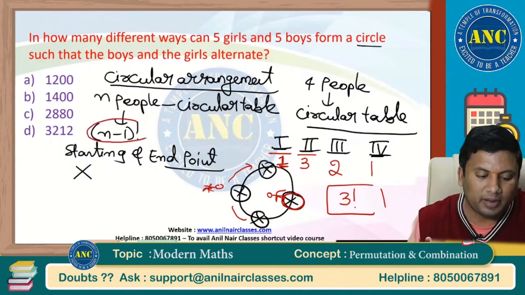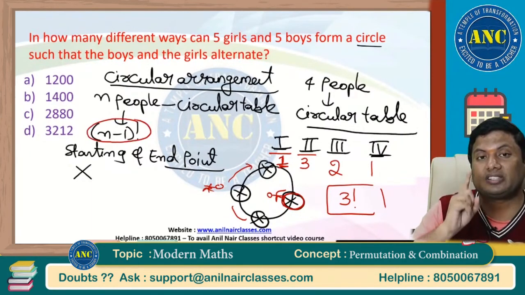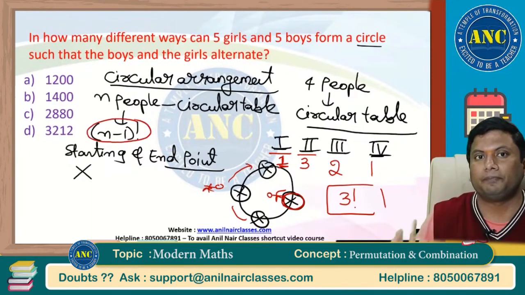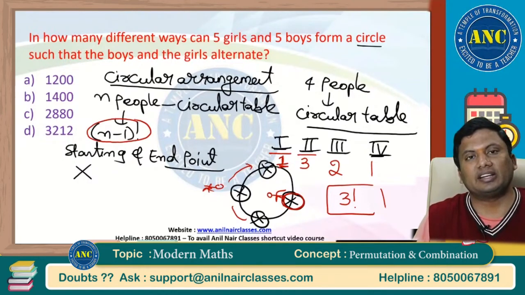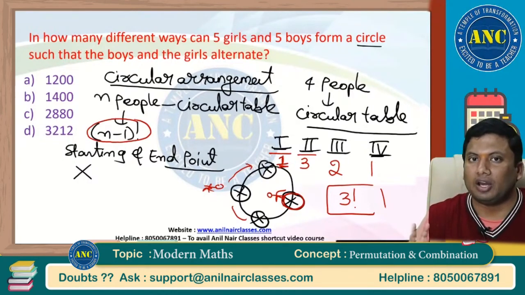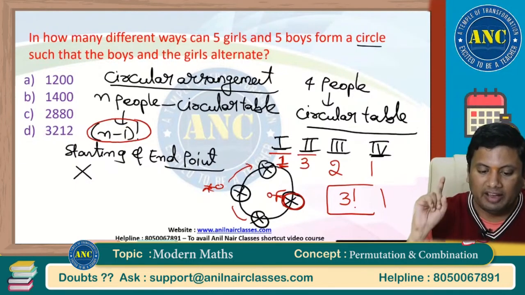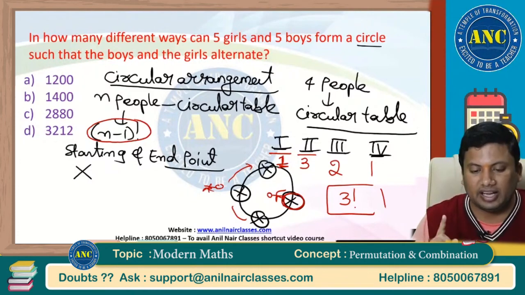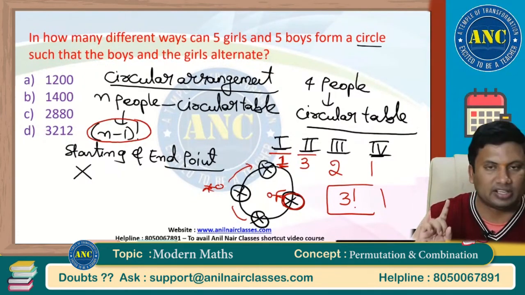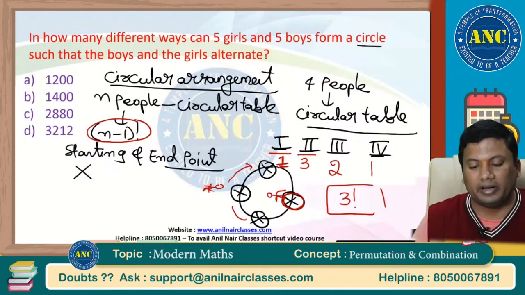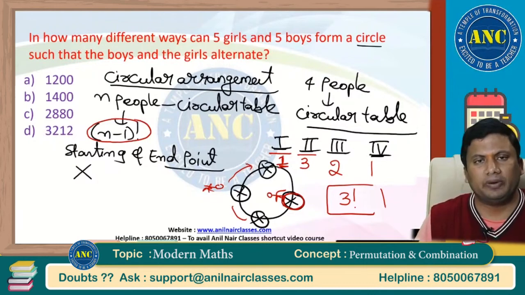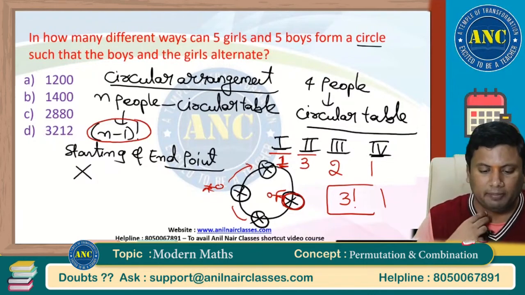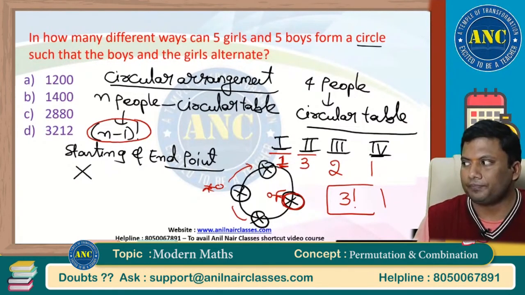Why is it n minus 1 factorial? The first person can sit in only one way. Are you all with me? Everybody kindly reply if this idea is clear. Only if this idea is clear, then I will discuss rectangular arrangement in the coming classes. Square arrangement, all that can be done.